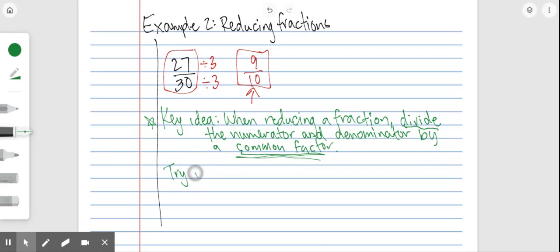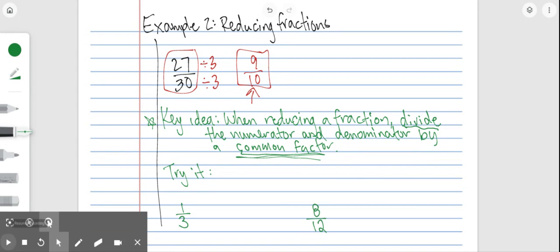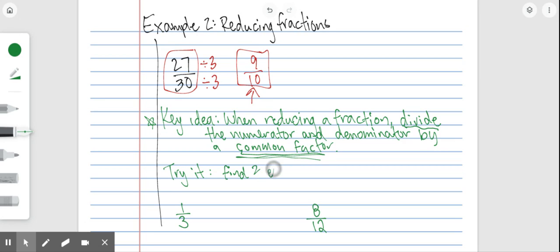And I want you to find at least 2 equivalent fractions for both of these. All right, so here are your 2 try-its, 1/3 and 8/12. There are infinitely many options for what you could do. I want you to find 2. Find 2 equivalent fractions. So take a second, pause this video, and find at least 2 equivalent fractions for each of those.